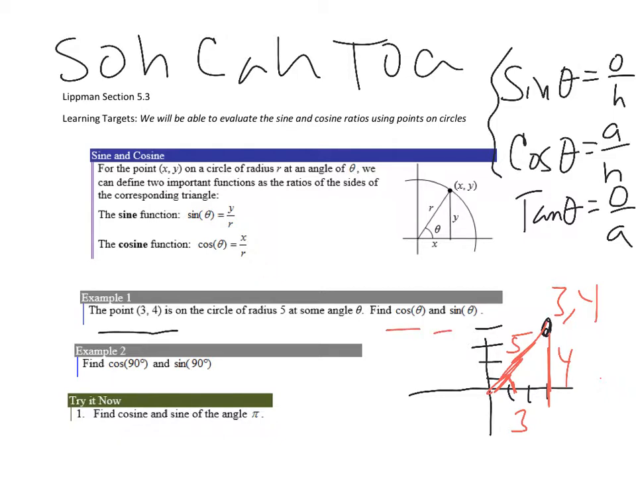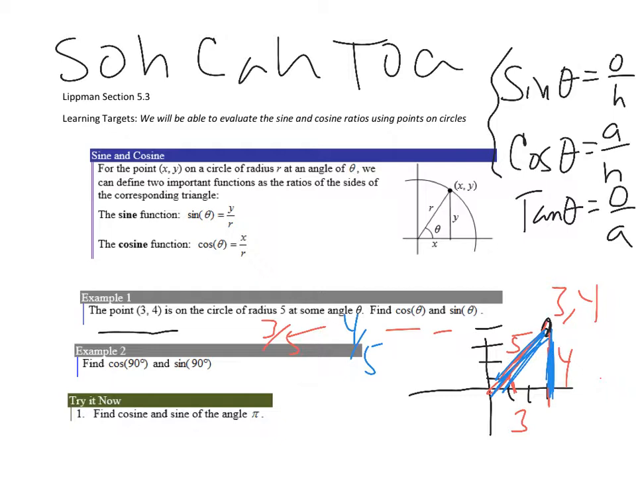Well, we know that the cosine is the adjacent side over the hypotenuse, or x over r, if you want to think about it this way. So x is 3, r is 5. The cosine of that angle is going to be 3 over 5. Then the sine is the opposite side over the hypotenuse, or y over r. In that case, it'll be 4 over 5. And that'll work for any triangle that's similar to this.